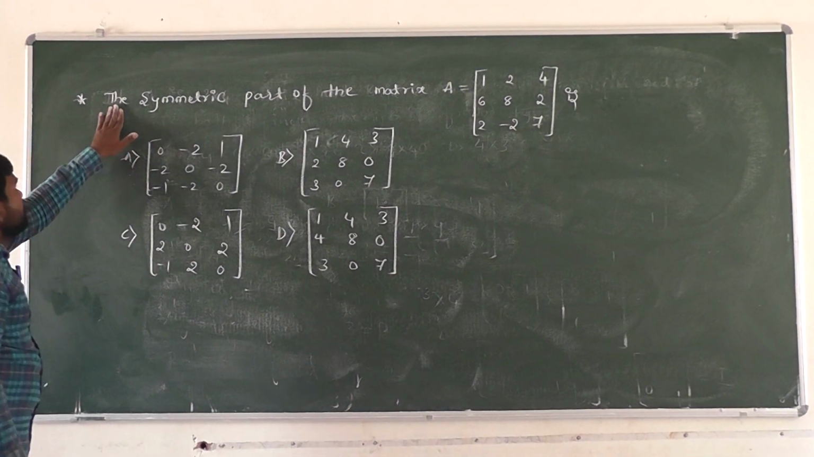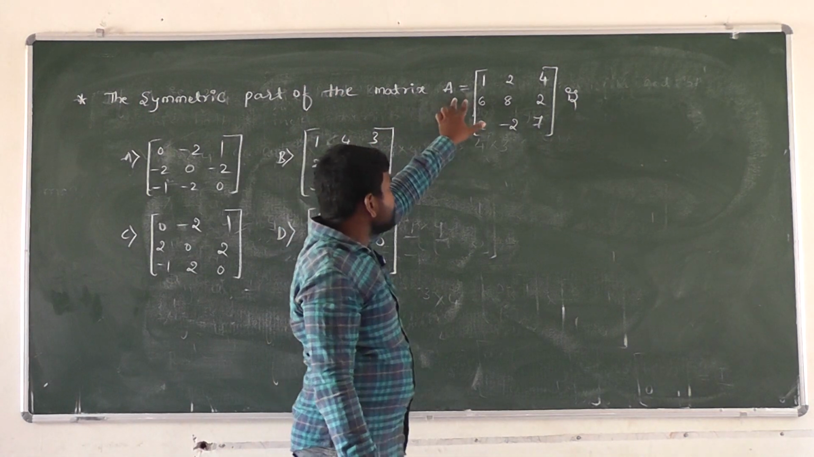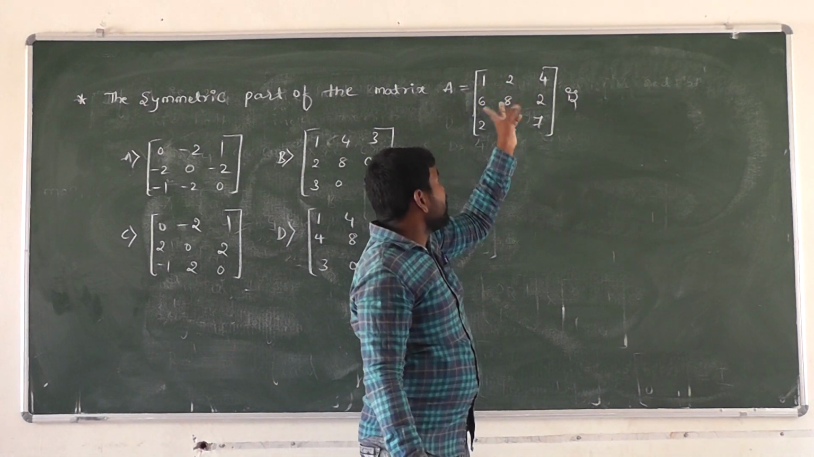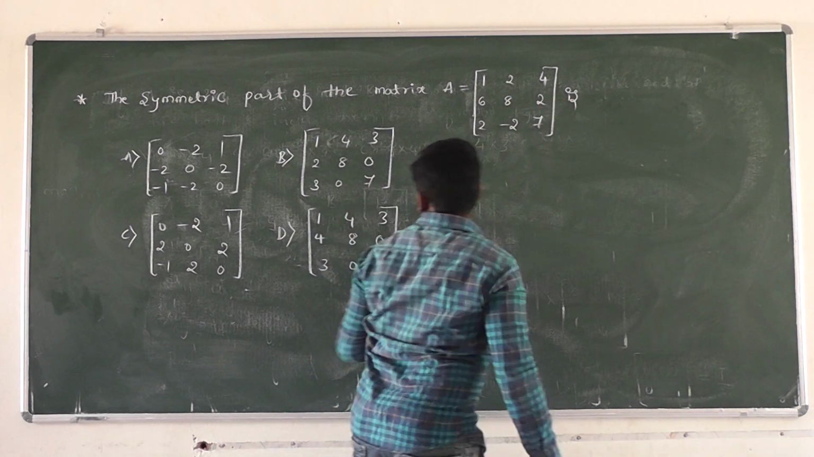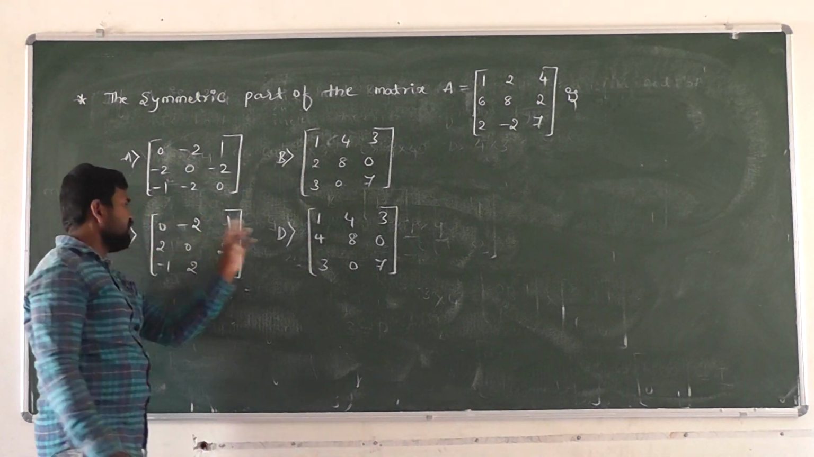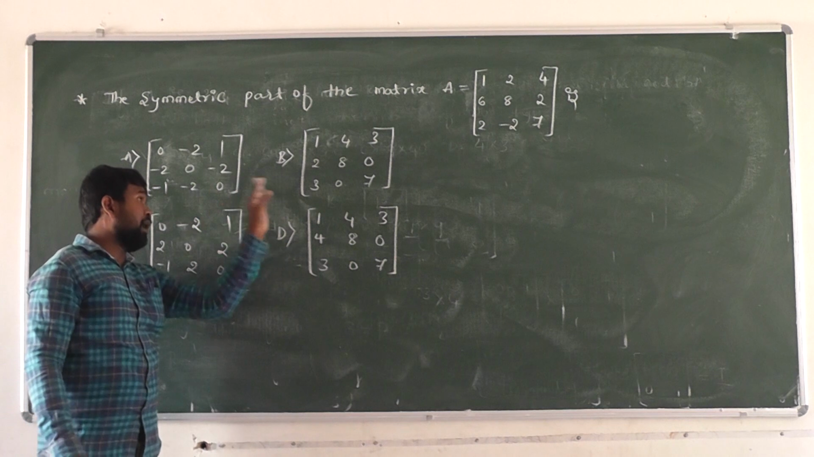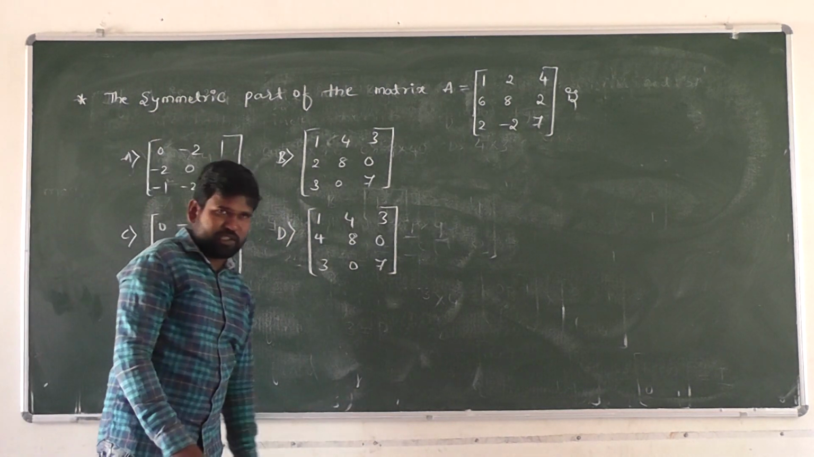Next question. The symmetric part of the matrix. Here A is equal to, first row elements 1, 2, 4, second row 6, 8, 2, and third row 2, minus 2, 7. Then options A, B, C and D, all 3 cross 3 order matrices are given here. The question asks for the symmetric part of the matrix.